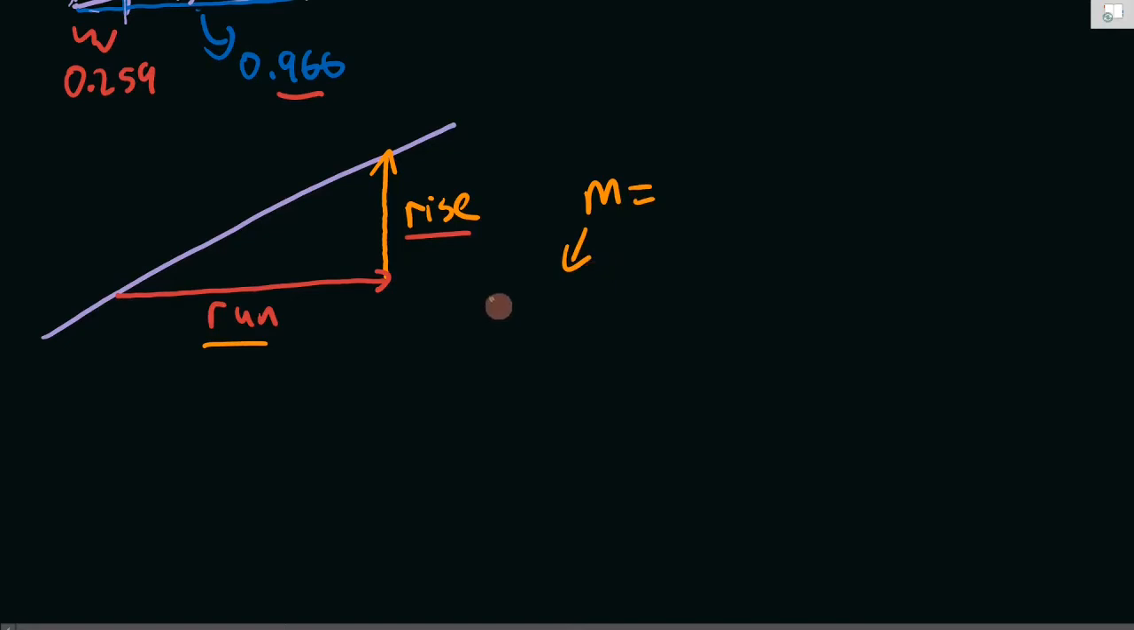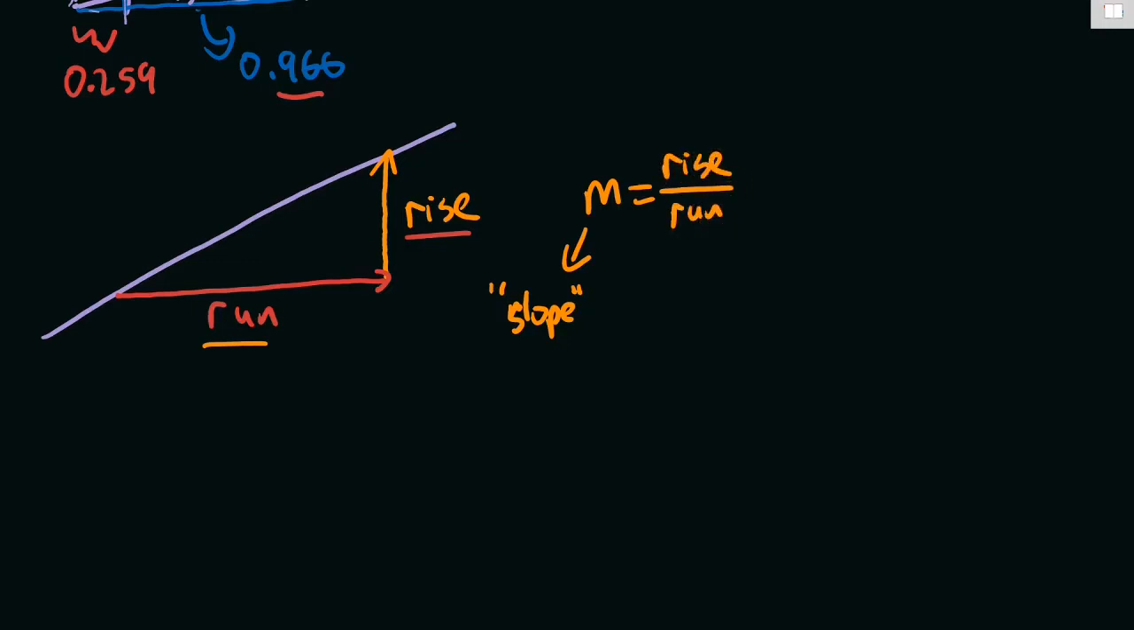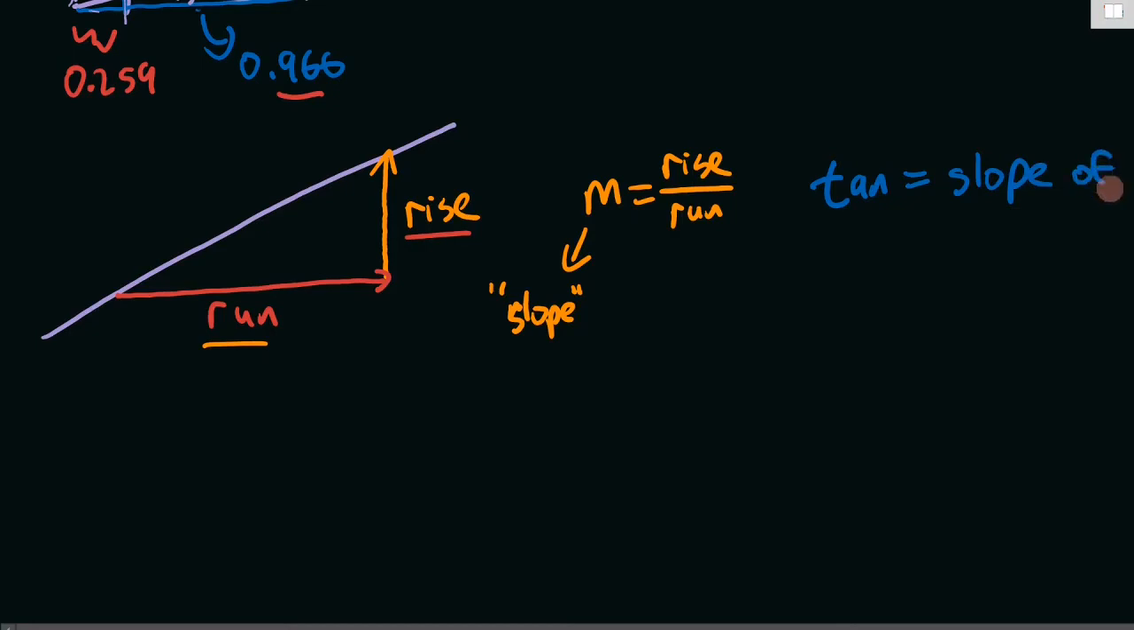Okay, this is sort of another weird thing. M is your slope. I don't know why we use the letter M, but we do. Your slope is your rise divided by your run, so it tells you how steep something is. Well, you actually just define tangent as the slope of the unit triangle. How cool is that? You don't need TOA. You don't need opposite over adjacent.